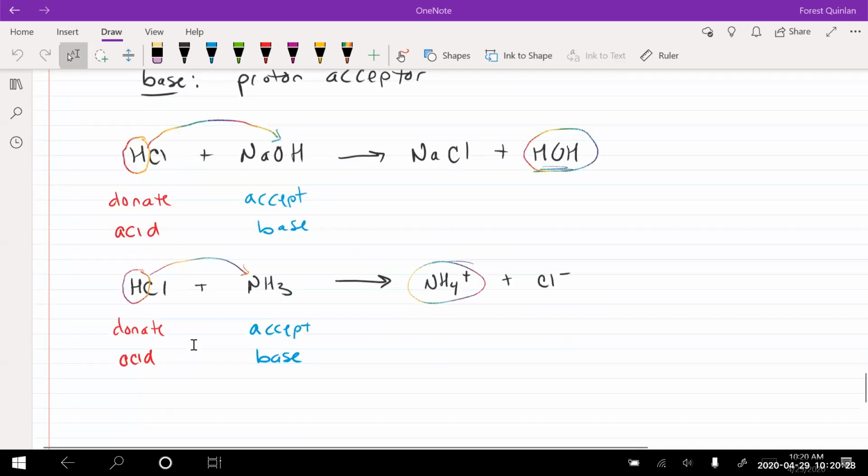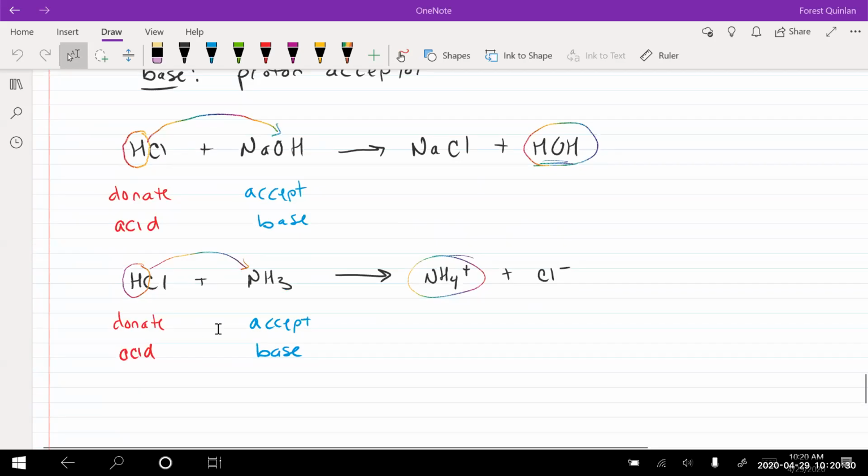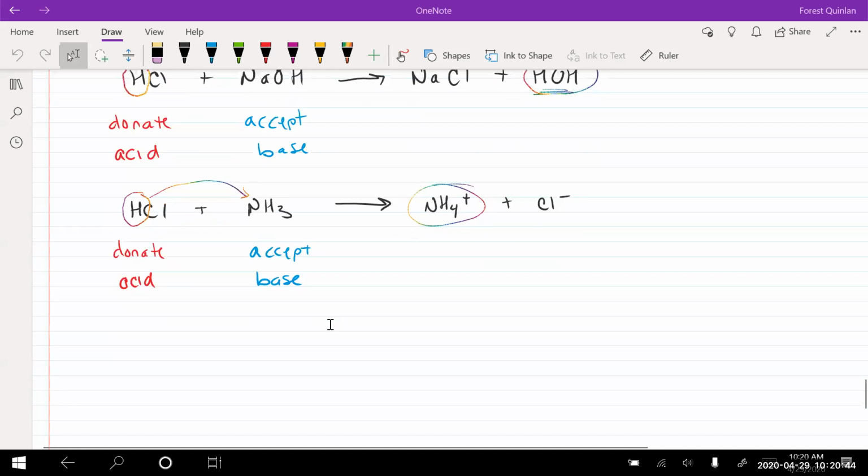But less obvious here is ammonia being a base. And here's where hydrochloric acid, clearly the acid, is going to donate the H to the NH3 to make NH4 plus. That means that ammonia has become a base.